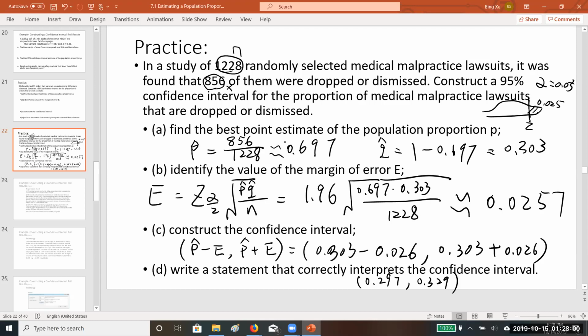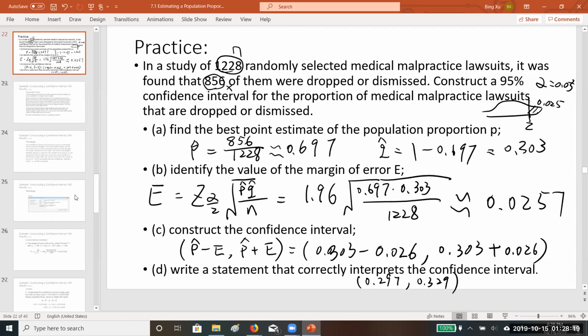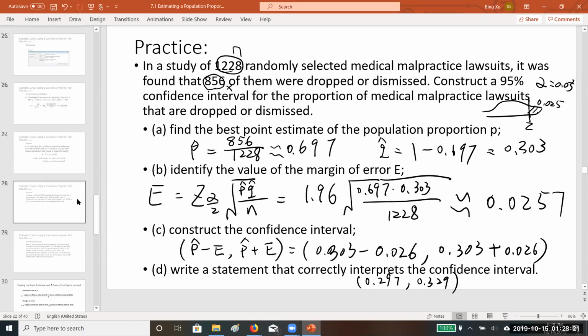Okay, questions? Nope. Okay, and then how do you interpret the confidence interval? We are 95% confident that this interval will include the population proportion. Okay, I think I'm done with this section.